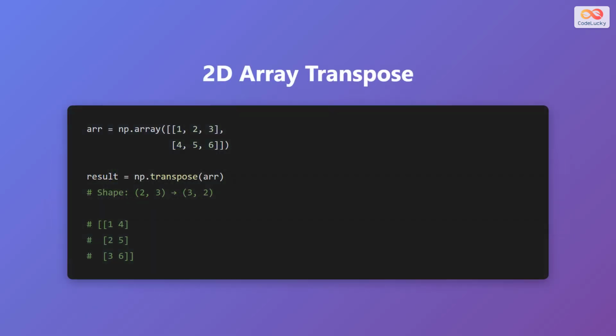Let's look at a two-dimensional array example. We create an array with shape 2 by 3, containing the values 1 through 6 arranged in two rows. When we apply np.transpose to this array, the shape changes from 2 by 3 to 3 by 2. The rows become columns and the columns become rows, giving us a matrix with 3 rows and 2 columns.